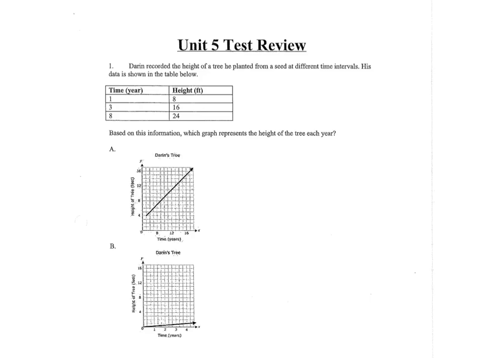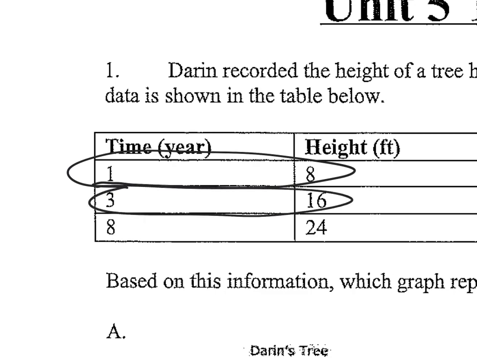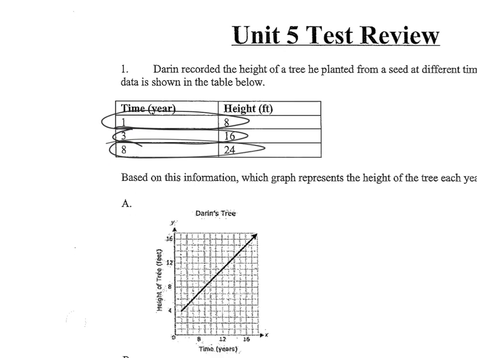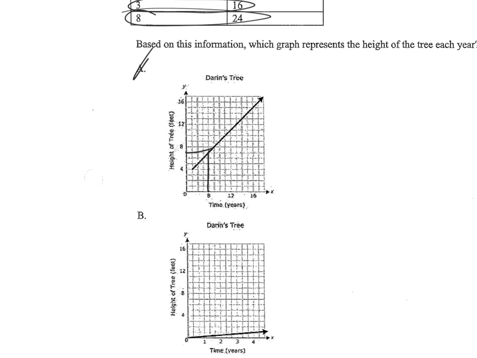Easiest way to go about this is we're going to take a look at the table. So we've got at year 1, it's 8 feet. Year 3, 16. Year 8, 24. We're just going to look through the graph. So taking a look at this one here, I know this is really difficult to read, but here's year 8. That's clearly not going to 24. A is going to be out.